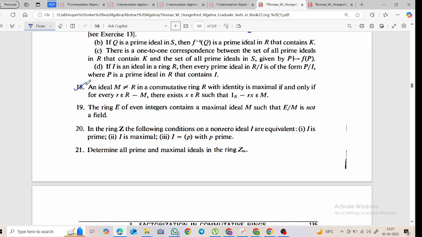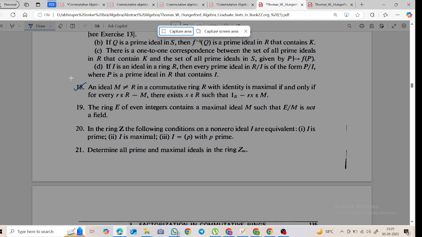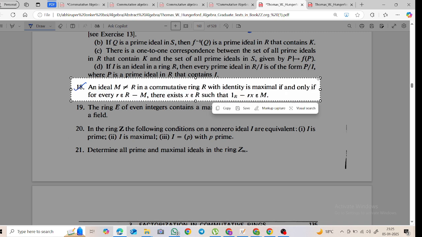Let's do 18. Okay, you can try 18 for a few minutes. Okay, then see what we can do.